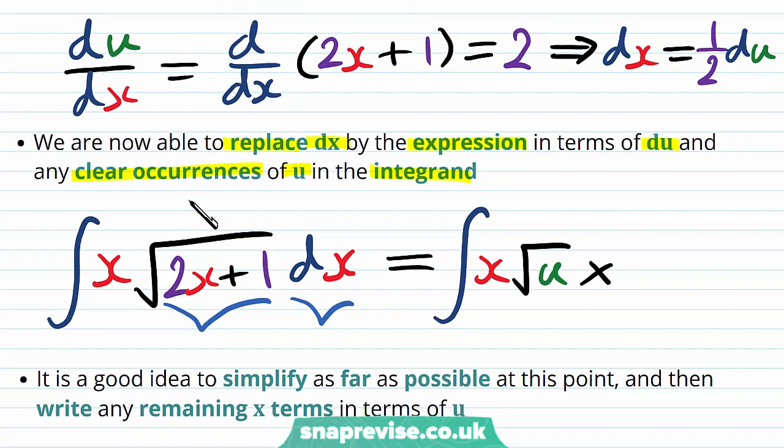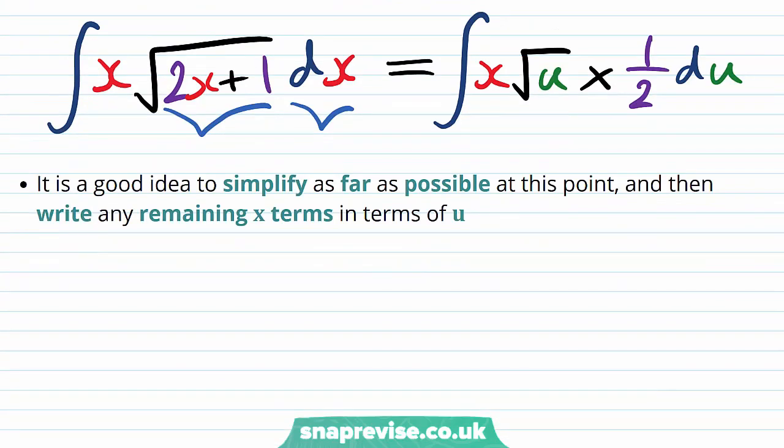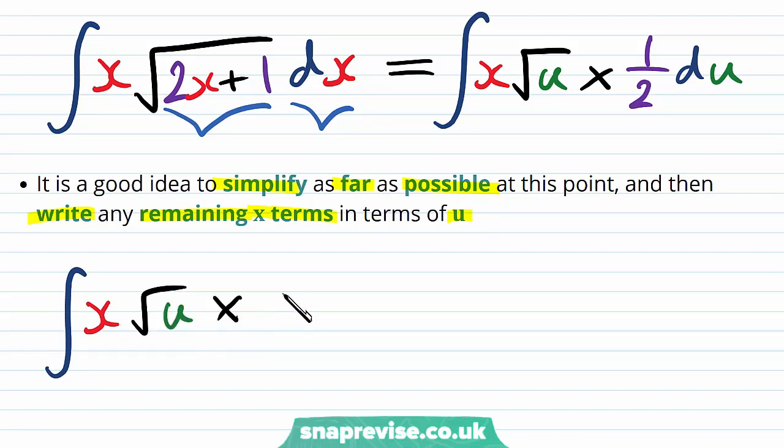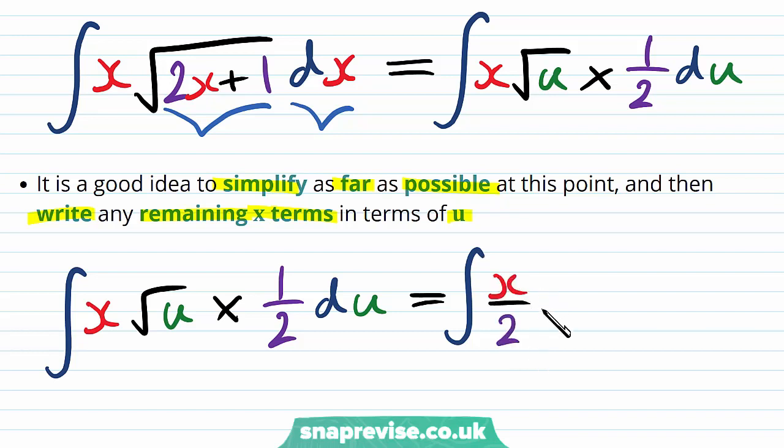And again, we're trying to remove the x's, so we use our equation dx equals 1/2 du, and then we have our 1/2 du. It is a good idea to simplify as far as possible at this point, and then write any remaining x terms in terms of u. So currently we have the integral of x multiplied by root u, and then we have this multiplication by 1/2 du. We can instead put the half with, say, the x, and we get the integral of x divided by 2, and then we have our root u, and then we have our du.